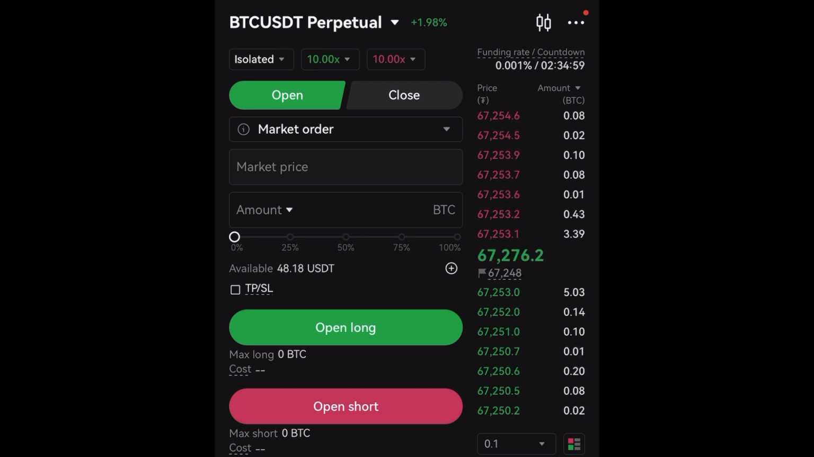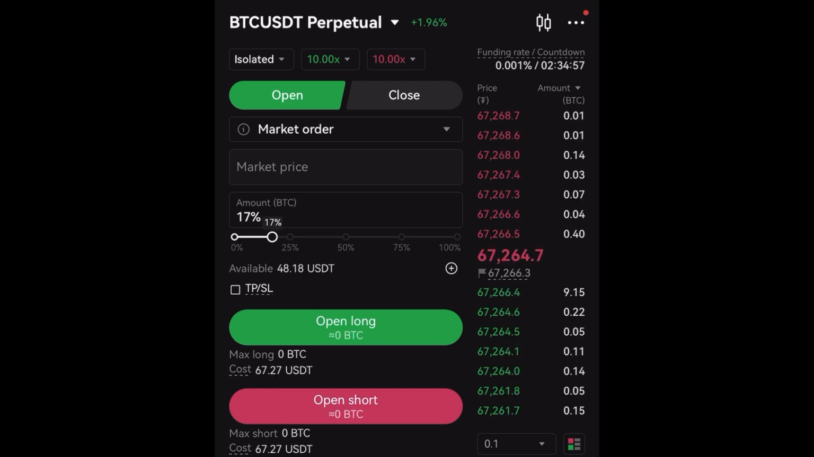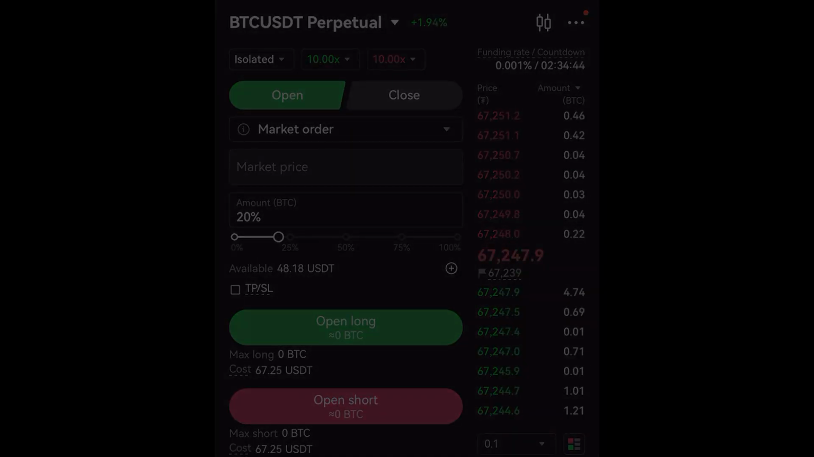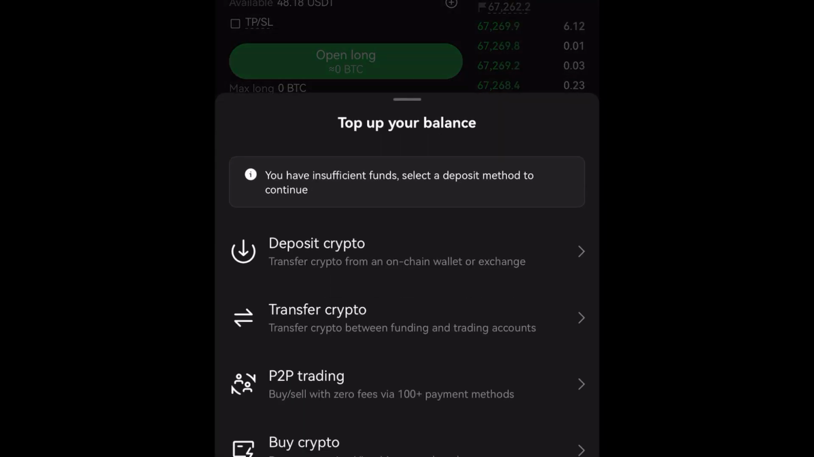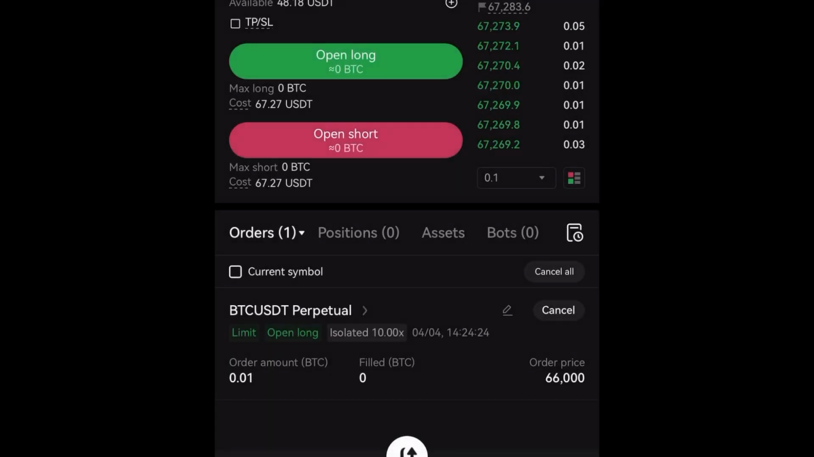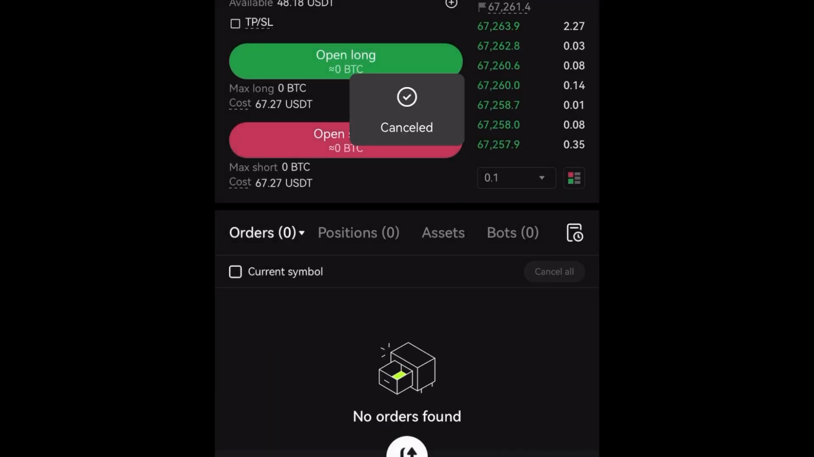Then I want to enter the amount I want to use to enter that trade. So I'm going in with like 20% of my capital, right? Then I'll take a long trade. So once I open long, it's going to tell me to confirm. Open long, 10x leverage, order price, fine, opened. So once I open the trade, okay, it says I don't have enough balance. Let me cancel this one.